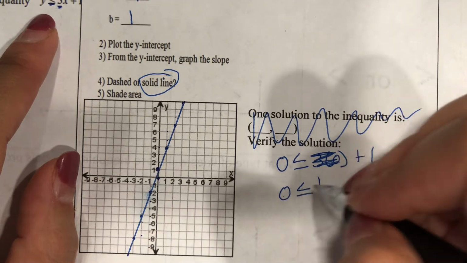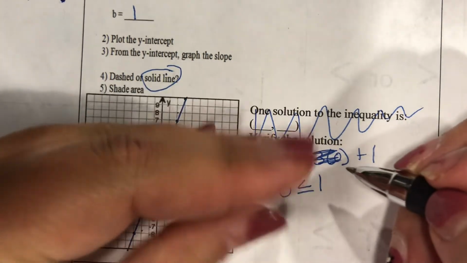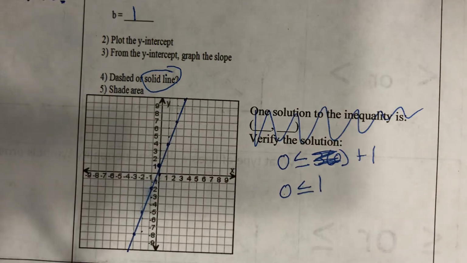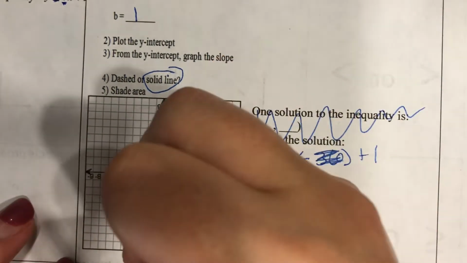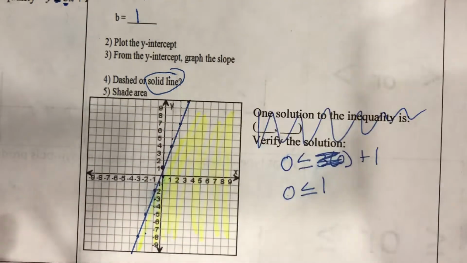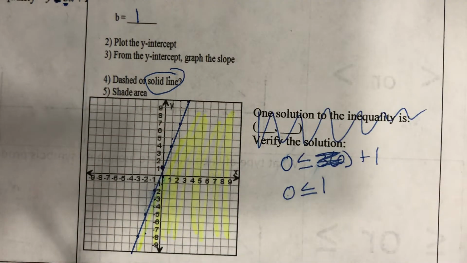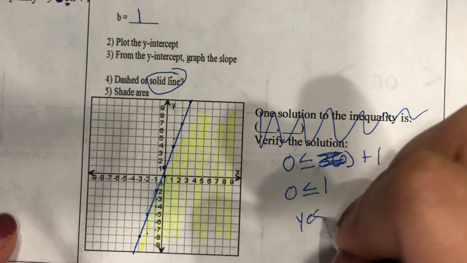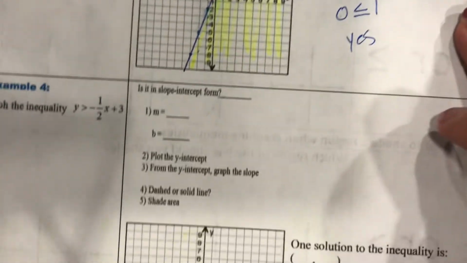Is 0 less than 1? Yes. Is Pac-Man eating the bigger one? Yes. Okay. So that means that I am going to include my 0, so I'm going to shade in that side. All right? So this is a yes. And then that's it.